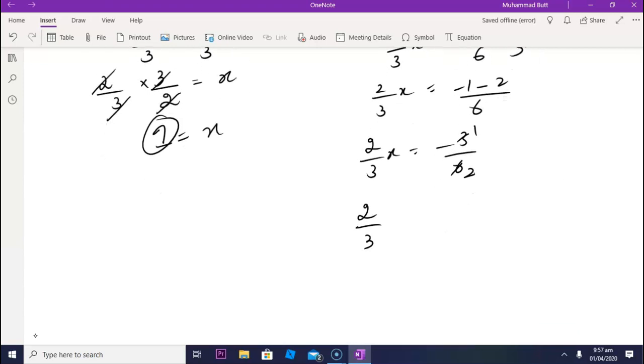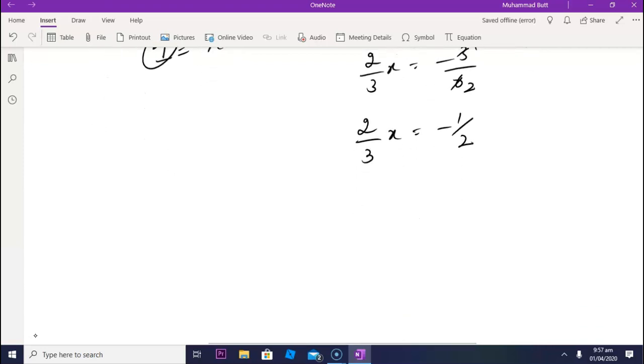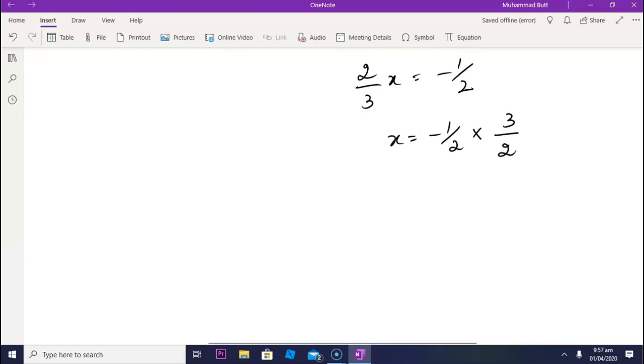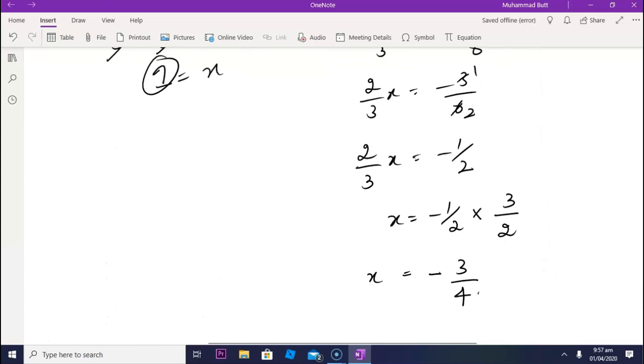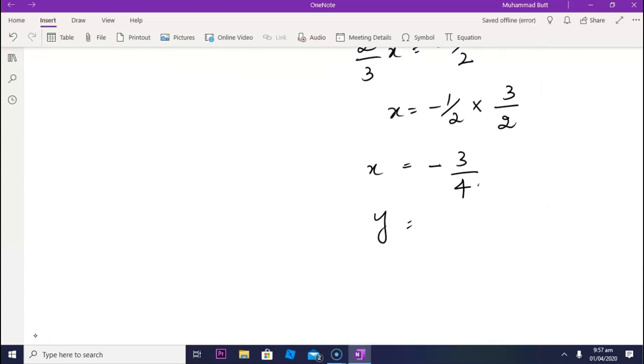2 by 3x is minus 1 by 2, and when you have to find out the value of x, 3 is being divided over here. When it is shifted to the other side, it will be multiplied. 2 is being multiplied over here. When it is shifted to the other side, it will be divided. So you will get the value of x, that is minus 3 by 4. It means that when the value of y is minus 1 by 6, the value of x is minus 3 by 4.